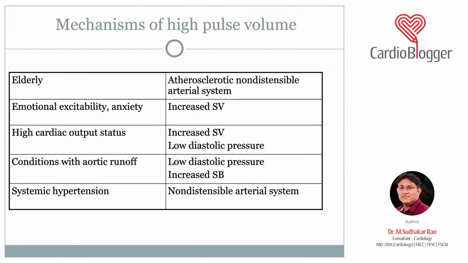Now let's go to the mechanism in just a short slide. In the elderly, we have atherosclerosis and a non-distensible arterial system, and that is what produces the hyperkinetic pulse. In patients with anxiety and emotional excitability, the stroke volume increases. In high cardiac output, the stroke volume increases and the diastolic pressure is low. In conditions with aortic runoff like aortic regurgitation, there is a low diastolic blood pressure and increased systolic blood pressure, increasing stroke volume. And systemic hypertension produces a non-distensible arterial system. So these are the mechanisms by which we get a high pulse volume.